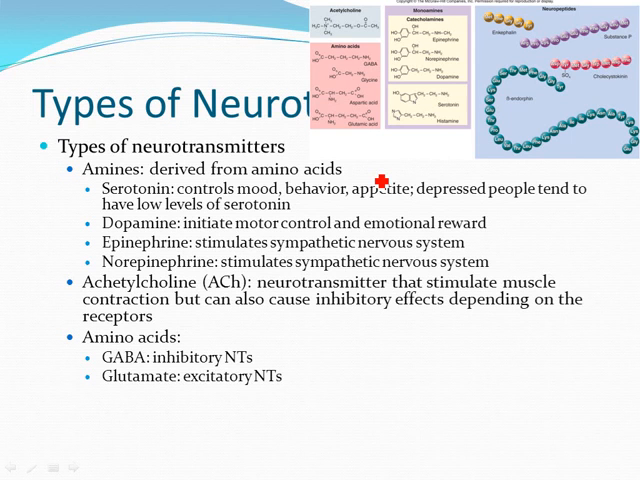Glutamate is an excitatory neurotransmitter, so that's going to cause our membrane potential to become more positive. What ways can we make it more positive? Sodium, right? Once you open those channels, it's going to come in. What other ion channels? Calcium, very good. If you think about it, it's a 2+ charge, so that's going to be even more effective because it's going to double the amount of positive charge coming into the cell. Very good.